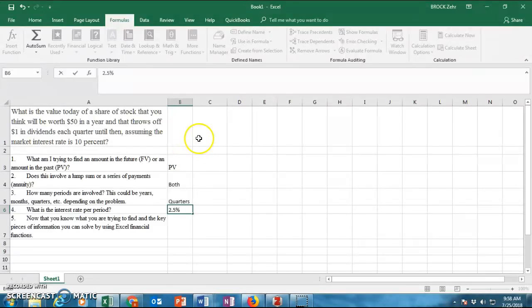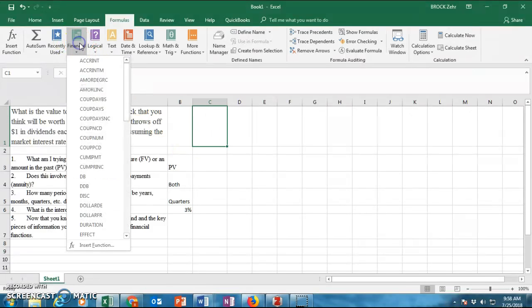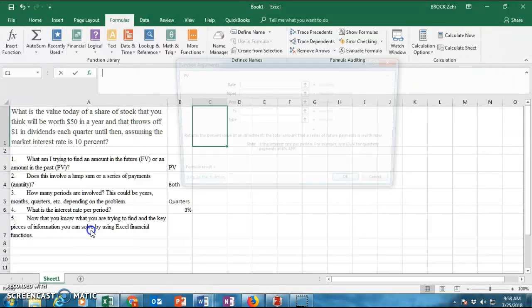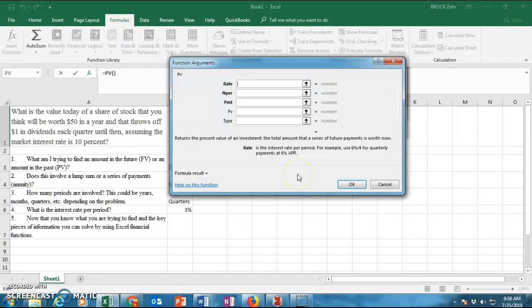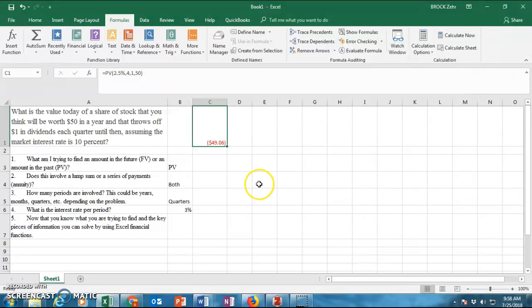Now let's go to Excel. Financial functions, present value. My interest rate is 2.5% per period. Number of periods is 4 quarters. Payment: I do receive a $1 dividend each quarter, so I'm going to put $1 in there. And the future value is that $50 that I think the stock will grow to. And so when I calculate it, the present value would be $49.06.